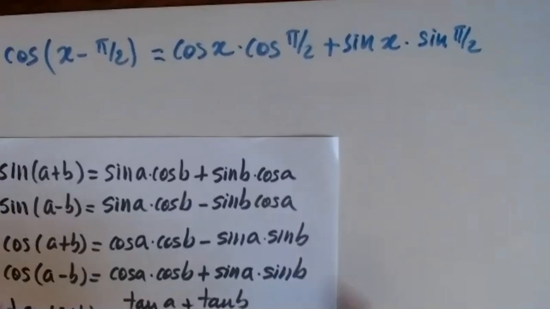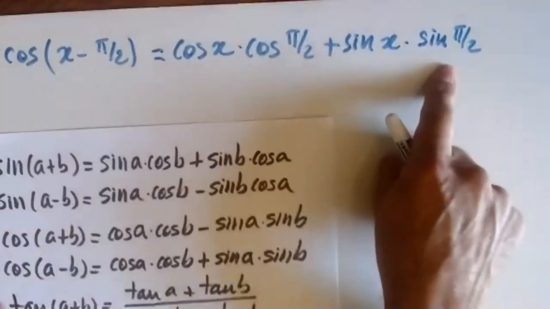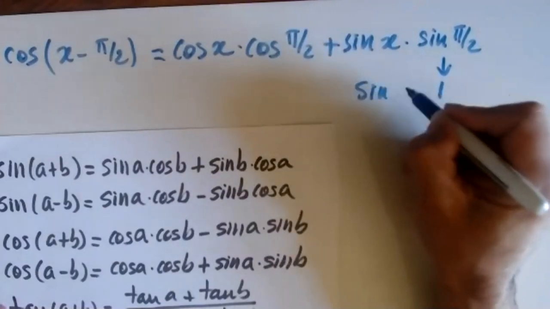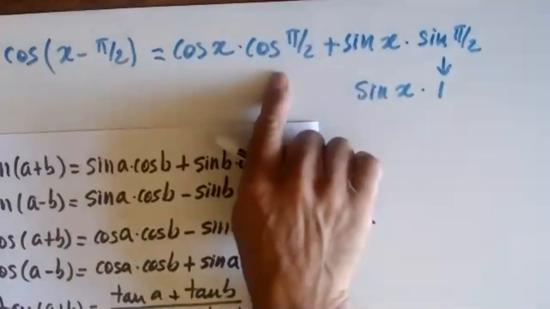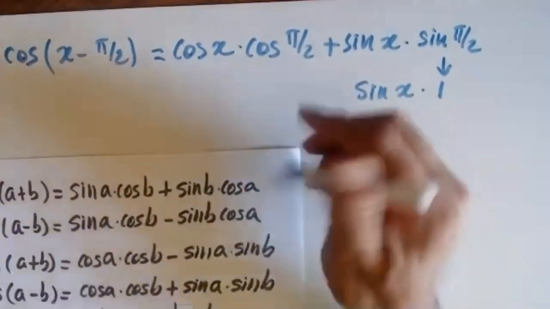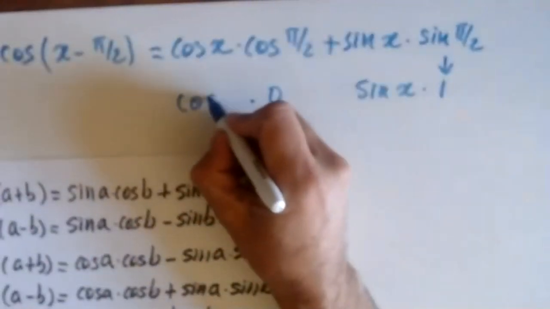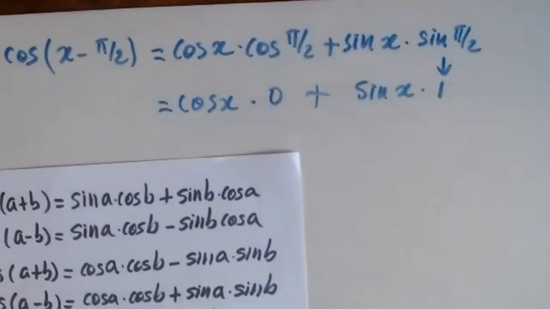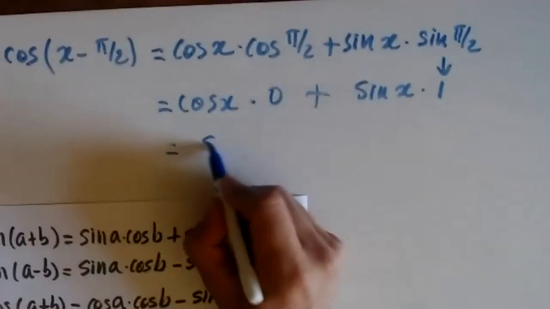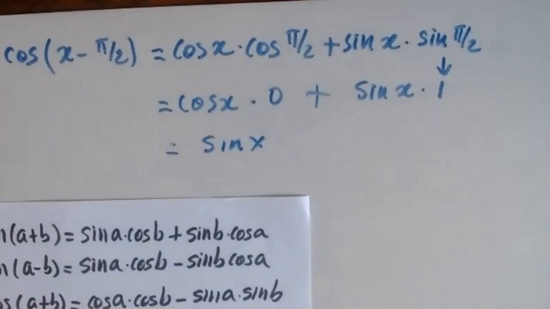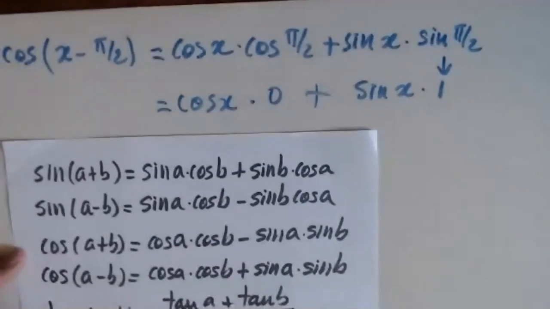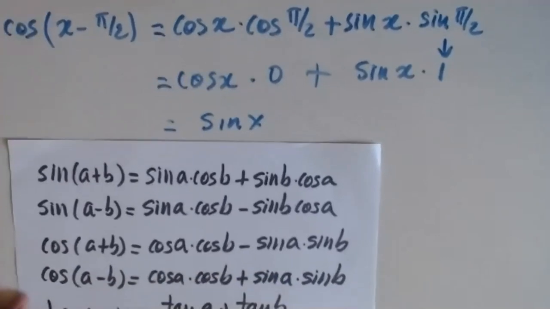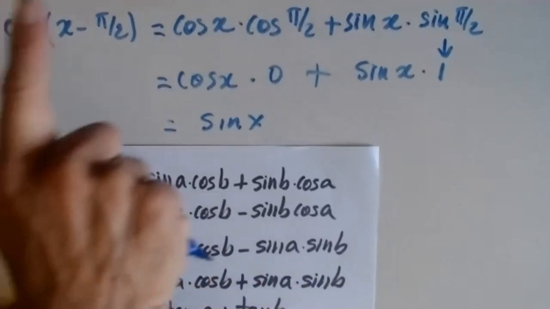Now, it's very simple. Sine of pi over 2 is 1, so I have sine x, right? Cosine of pi over 2 is 0 times cosine x, correct? So I have to do a plus. So this is going to be simply sine x, okay? So what is the secret? Right here in these formulas. You have these formulas at hand, right here, and you easily get this one.